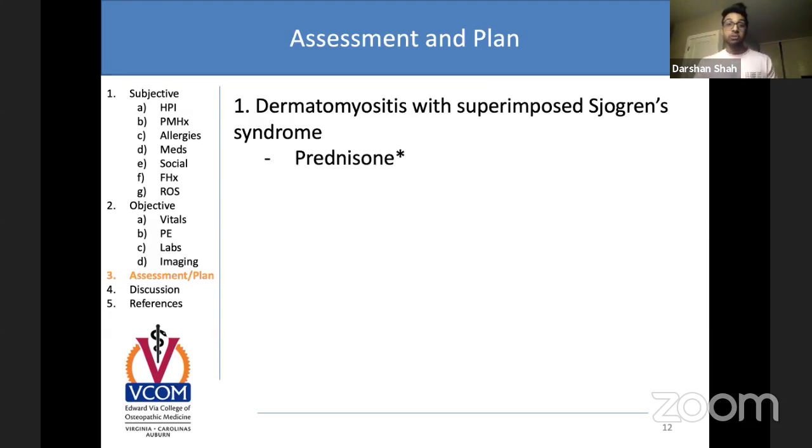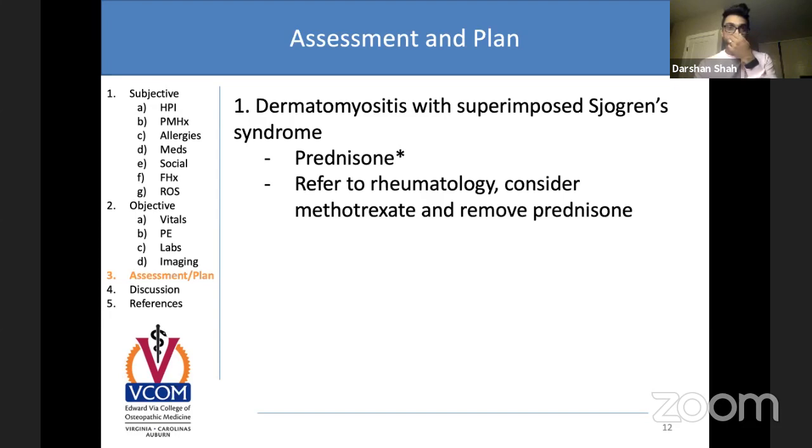So how do we treat that? We give prednisone. You actually give steroids. And why? Because steroids decrease inflammation. We're also going to refer him to rheumatology. We're going to consider giving him methotrexate, which is a pretty harsh drug, but something that you use in autoimmune patients, and remove the prednisone.